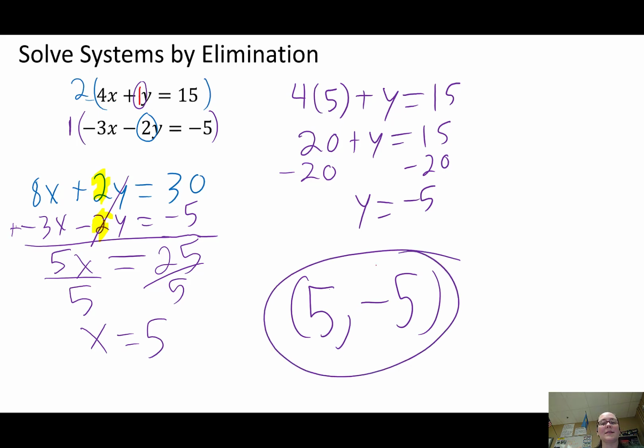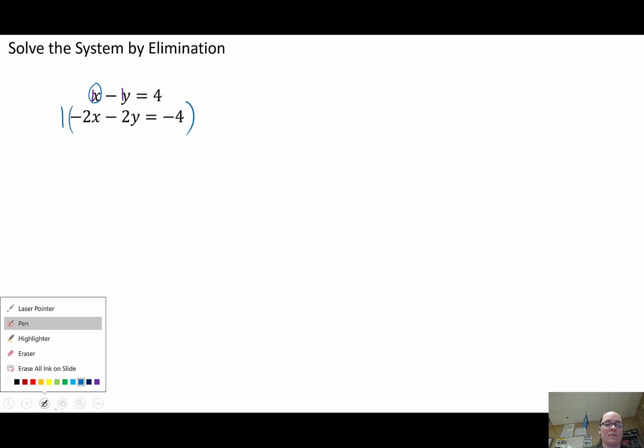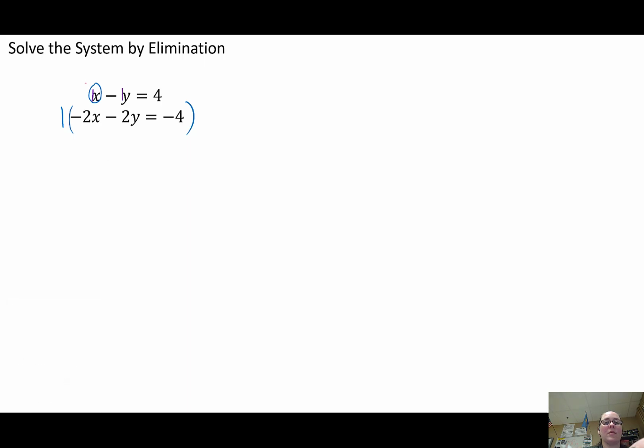Okay, let's look at the next. On this one, it doesn't really necessarily matter. I could eliminate the x or the y because I've got 1 on both of these, right? So I'm going to choose to eliminate the x's. That means I'm going to multiply the bottom one by 1, and I'm going to multiply the top one by 2.